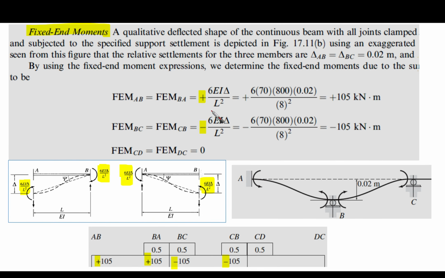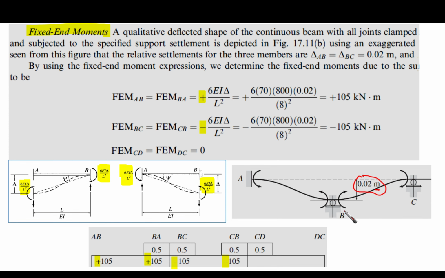Now we want to get the fixed end moments. Actually, for the fixed end moments, we have drawn this shape. As you can see here, this is the deformed shape. We said that there is a settlement of support of 0.02 meter or 20 millimeter. We do not have any external loading, any distributed load or concentrated load. We just have settlement of the support. So this settlement of the support is going to develop some fixed end moments at the ends of the spans that are joining at point B.